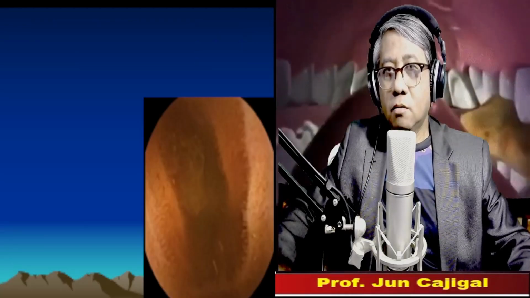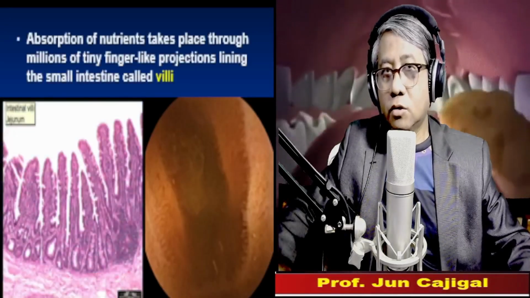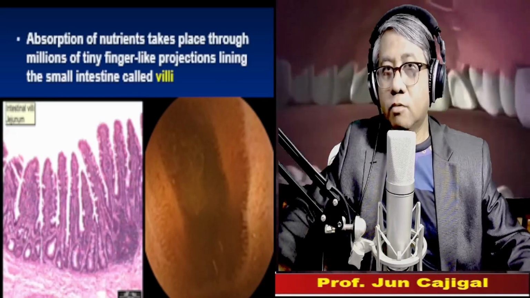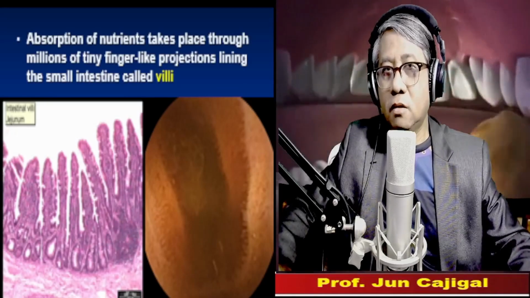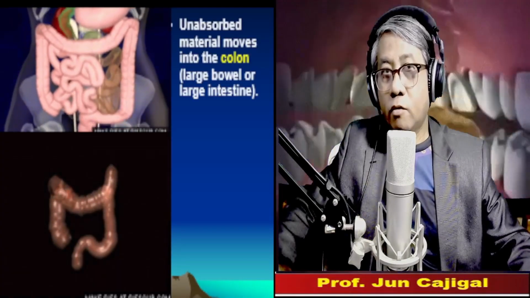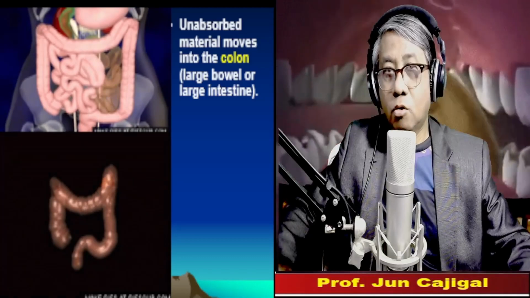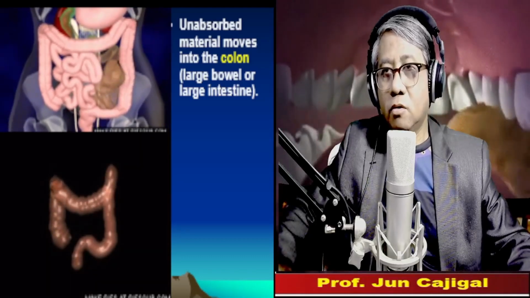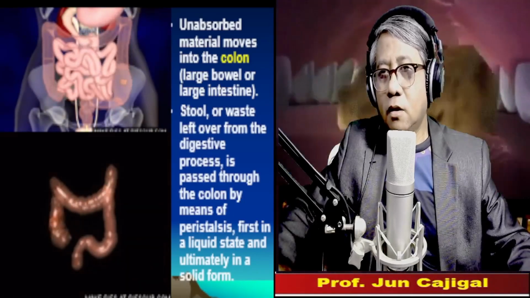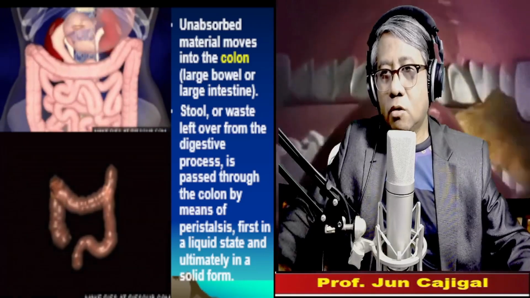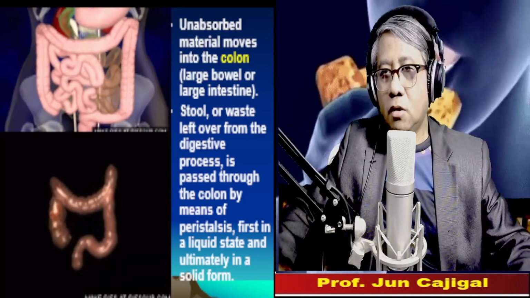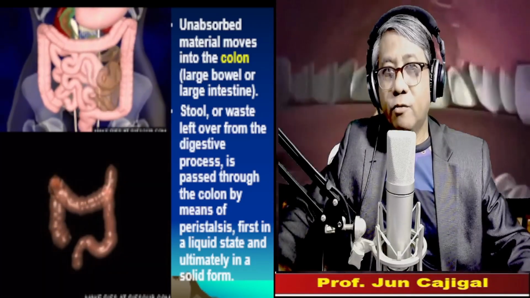And again, we have to point out that absorption of nutrients or digested food takes place through those millions of tiny finger-like projections that line the small intestine called villi. And eventually, the unabsorbed materials from the small intestine move into the colon or the large intestine or the large bowel. Stool or waste left over from the digestive process is passed through the colon by means of peristalsis, first in a liquid state and ultimately in solid form.